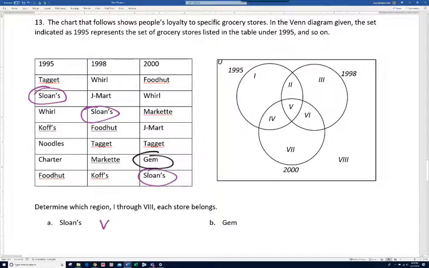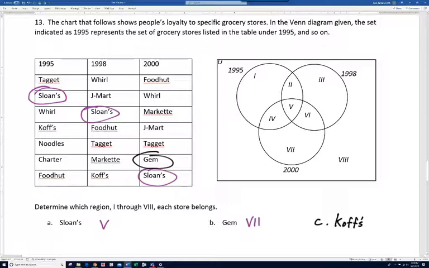So in 2000 we had Jim, but it wasn't a store listed in 1995 or 98, so it's only going to be in 2000. That's region 7. All right, I'd like you to try one other one. Go ahead and see if you can figure out where Koffs would go.